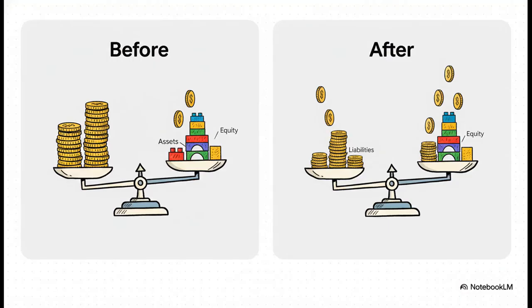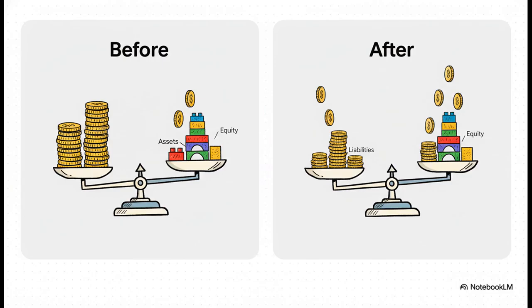Now, this slide perfectly illustrates the fundamental accounting equation in action. Assets must always equal liabilities plus equity. Look at the before column. We have $100,000 in assets balanced by $20,000 in liabilities and $80,000 in equity.